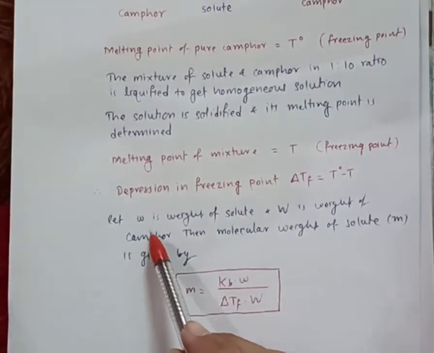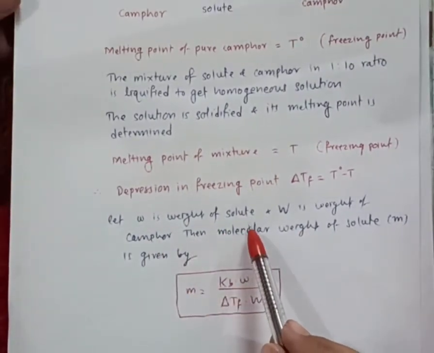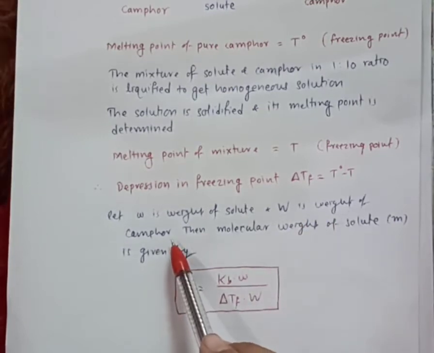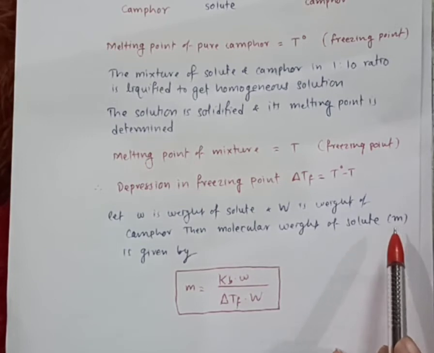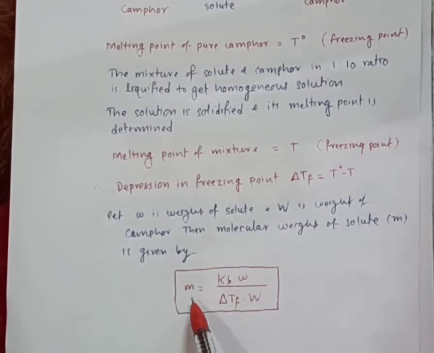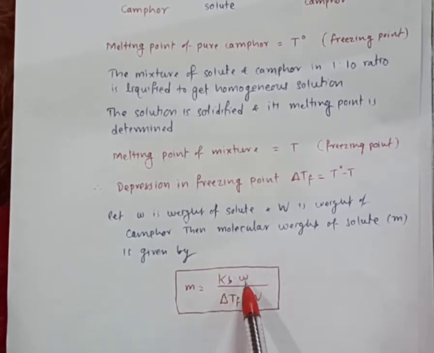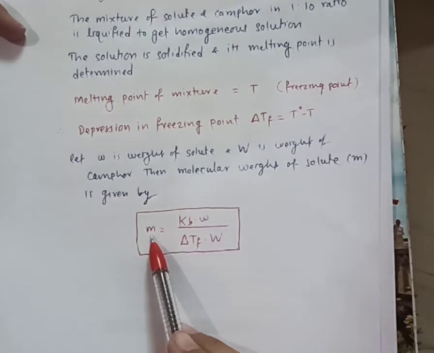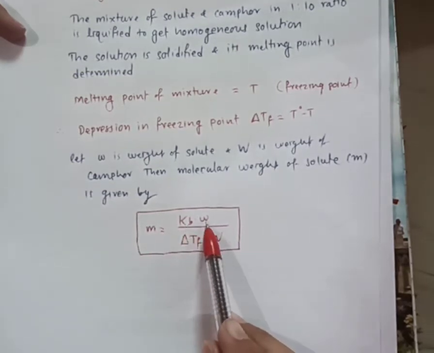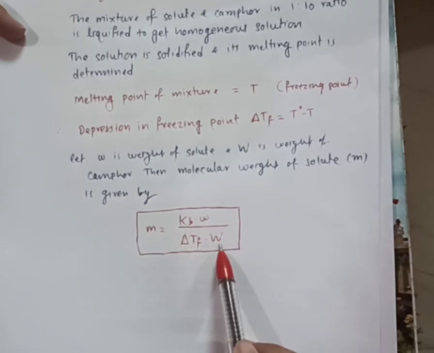Let small w be the weight of the solute and capital W the weight of camphor taken. Then the molecular weight of the solute, small m, is given by the formula m equals Kf into small w upon delta Tf into capital W. Thus molar mass or molecular weight of a solute can be determined by the formula Kf into small w upon delta Tf into capital W.